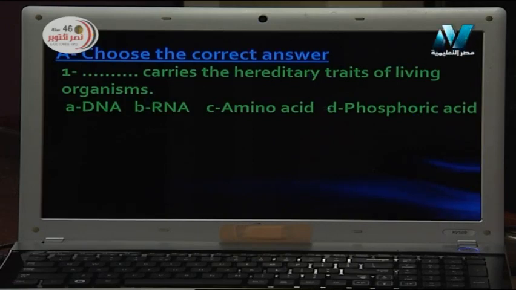مين اللي بيشيل hereditary trait؟ ال DNA ولا ال RNA؟ We studied before DNA هو اللي responsible for carrying all genetic information from one generation to another. يبقى the suitable answer here is DNA.